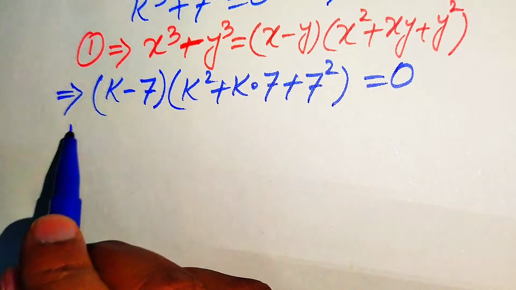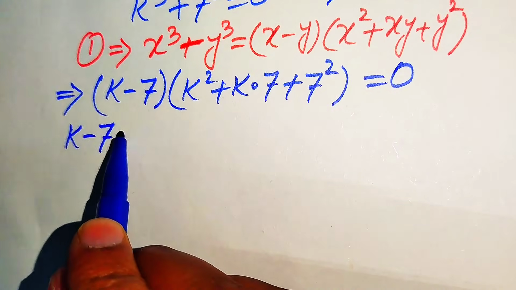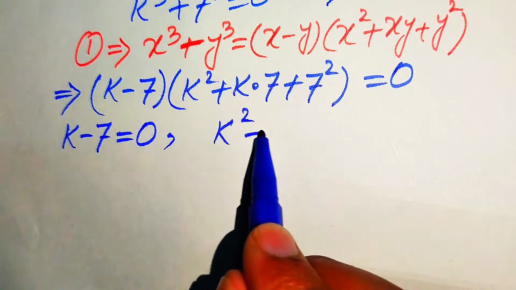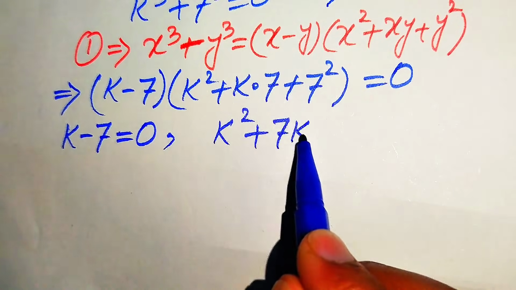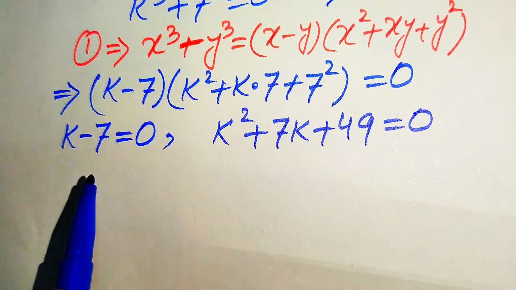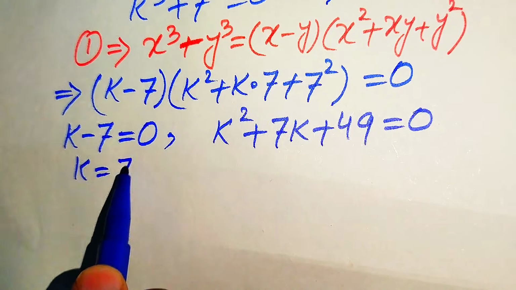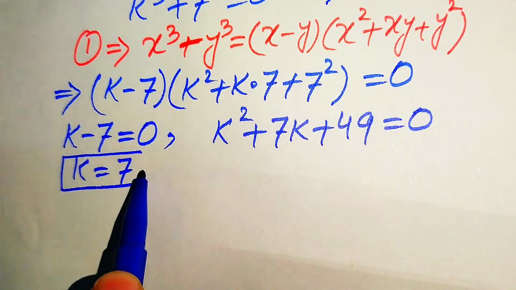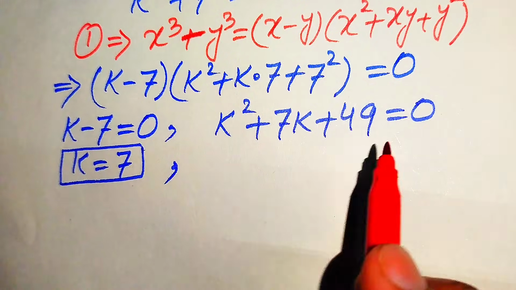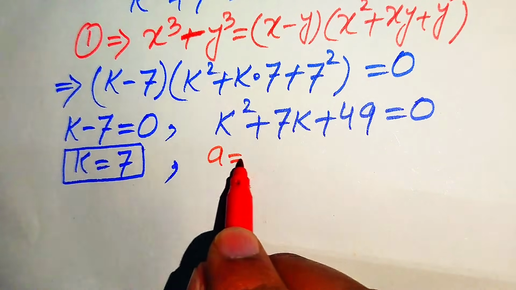In the next step we divide this equation into two cases. The first case is k minus 7 equals 0, and the second case is k square plus 7k plus 49 equals 0. From here we easily get the first value of k, and that is k equals 7. And from here we need to find the other roots of the given equation, so we use the quadratic formula to solve this equation.